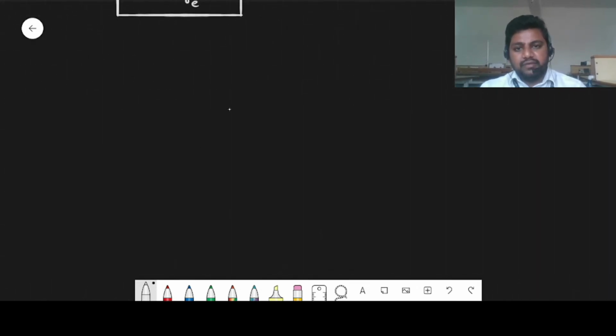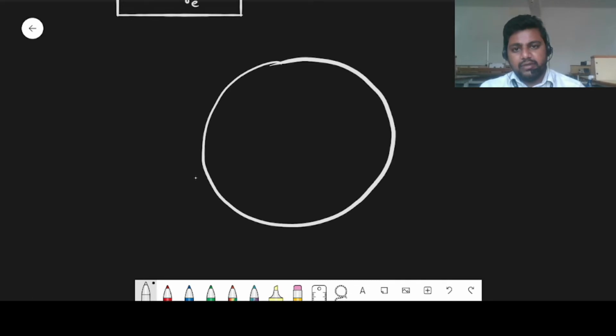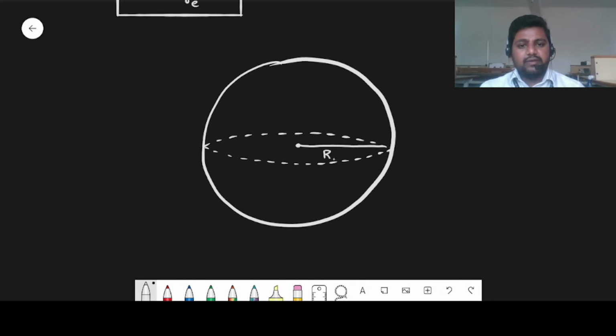Let's say this is our earth, and the earth is a spherical body. We have the radius of the earth as Re. Let's say we are standing somewhere here. That means the location of the object from the horizontal can be taken at an angle theta. So the object which is standing or kept here is doing a circular motion in a circle of radius small r.